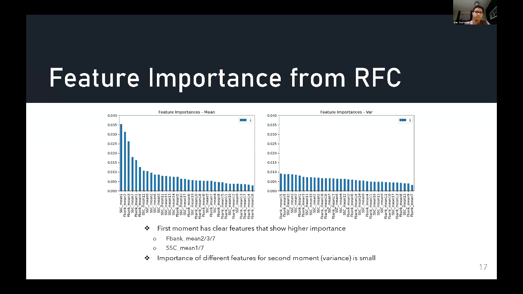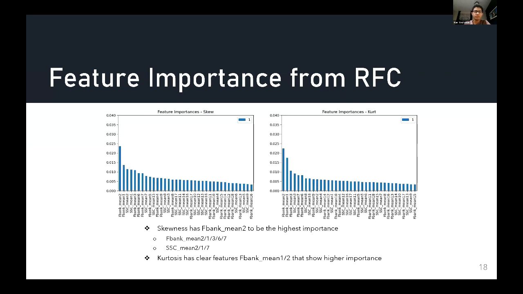Here we have actually two Pareto charts of the feature importances for the random forest classifier model. On the left, we have the mean, and on the right, we have the features for the variance. On the left, we notice we have a critical few features for the model. These critical few features are, in fact, the first few subband spectral centroids and first few filter bank energies. On the right, we noticed that the variance features did not have such a noticeable critical few.